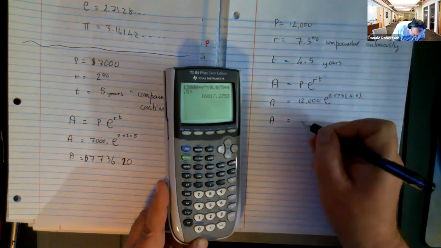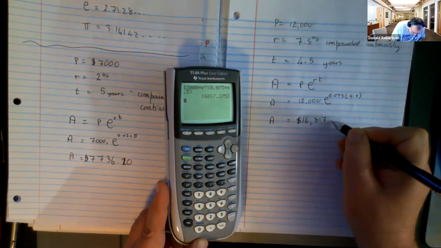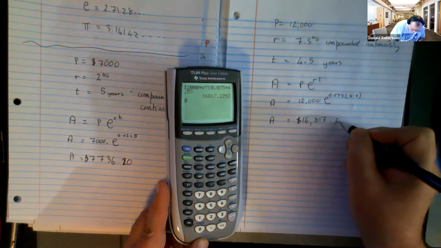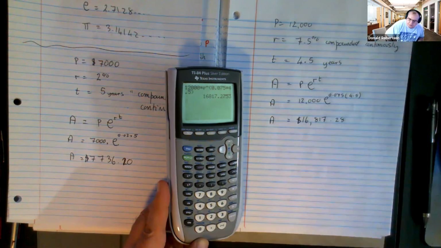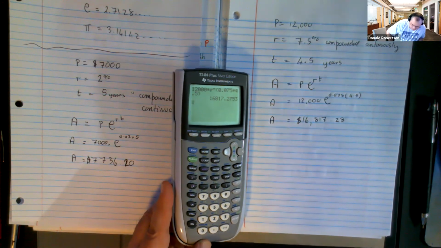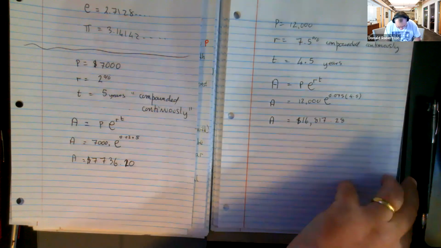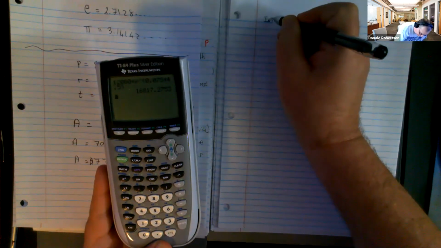And in this case, 16,817. And if you round it off, it's 28 cents. We good? Compounded continuously. Use that guy. So let's show you one of the applications of compounded continuously. These are very often called inflation questions.